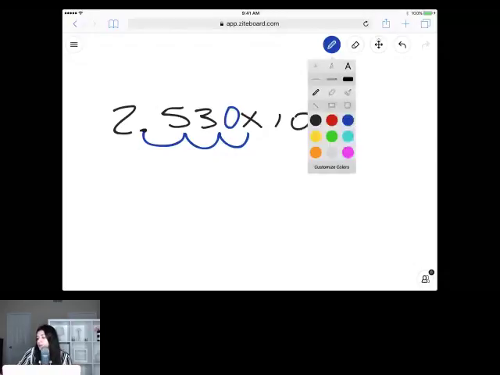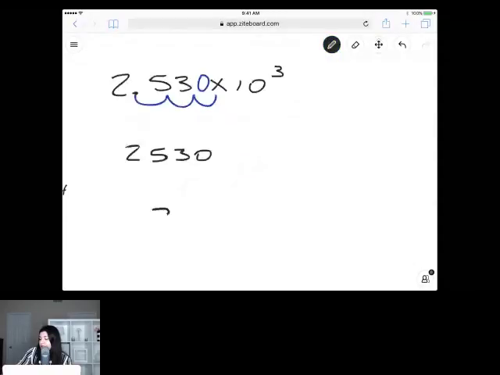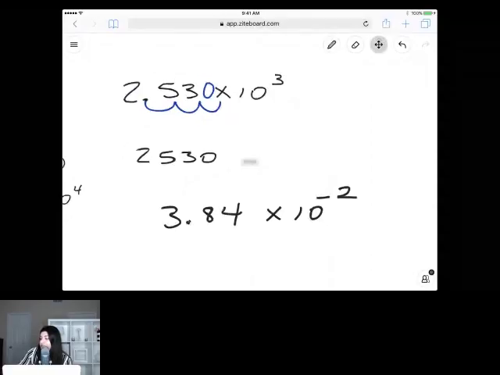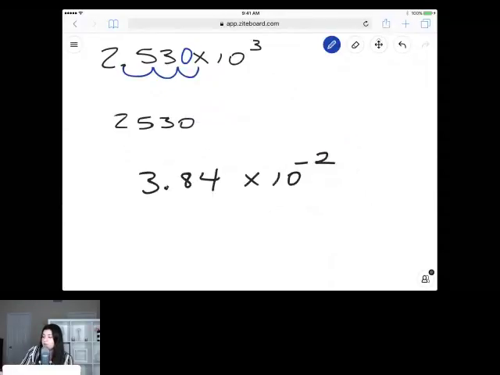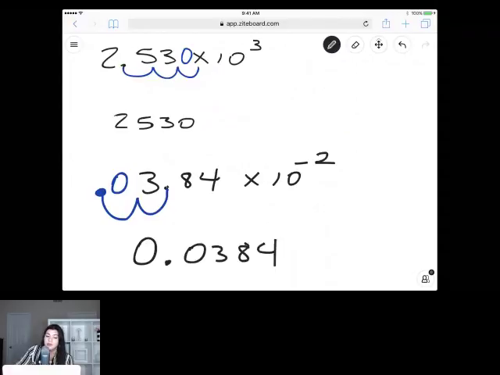I'll do one more with a negative. Let's say this was 3.84 times 10 to the negative second. I'm going to now move this decimal place to the left because it's going to have to be a number less than 1. Moving this decimal place 2 to the left, 1, 2, I place a 0 there, and that's where my new decimal place is. So the standard notation would have been 0.0384. All right, Gabby, if you're still here with us, does that make sense? Does that answer your question?